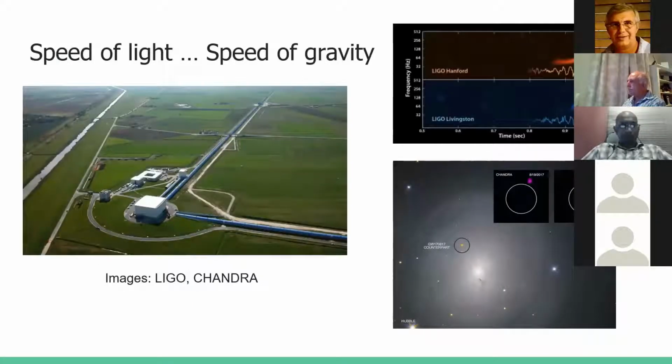We also define that gravity moves at the speed of light. So I've written it up there: speed of light, speed of gravity. What you'll see later is that it's really the same thing.